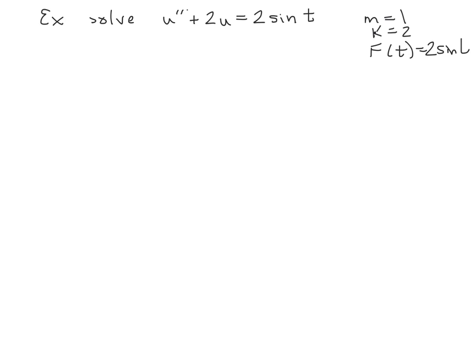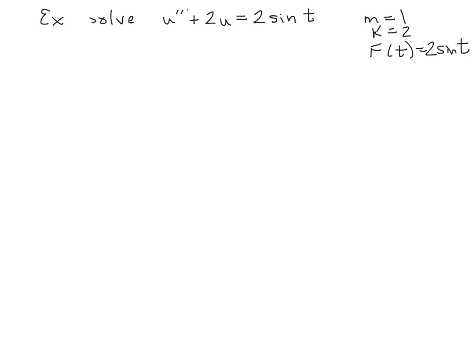All right. So I'm just going to give you the equation first. So let's solve u double prime plus 2u equal to 2 times the sine of t. As a reminder here, what we would get is that the mass would equal 1. We'd have some kind of a word problem where we'd get the mass is equal to 1, and the spring constant is 2, and we have that the forcing function is 2 times the sine of t.